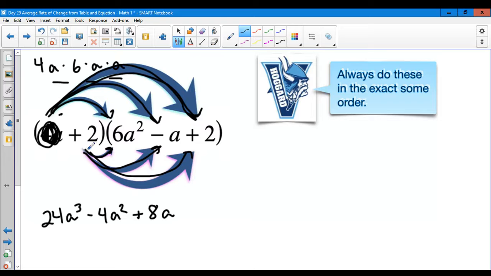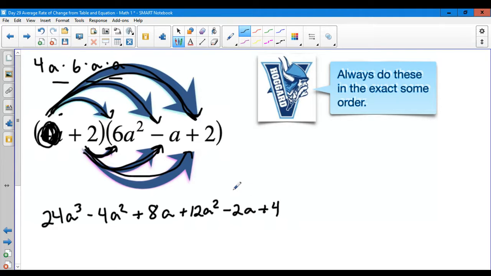So now it's time to multiply the 2 times everything, and then we'll add our like terms together and be done. The positive 2 times 6a squared is positive 12a squared. I get that in my mind, and then I just write down exactly what I just told myself. And then I do positive 2 times negative a. So positive times negative is negative. And I get negative 2a. That's in my mind. Now I write that down. And then positive 2 times positive 2. Been doing that since maybe before third grade, hopefully.